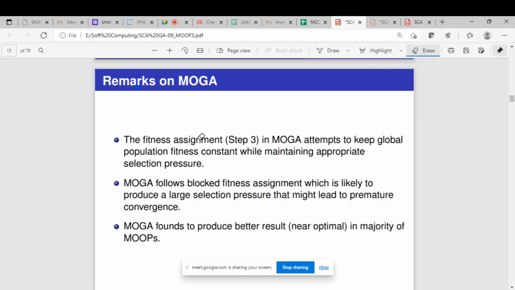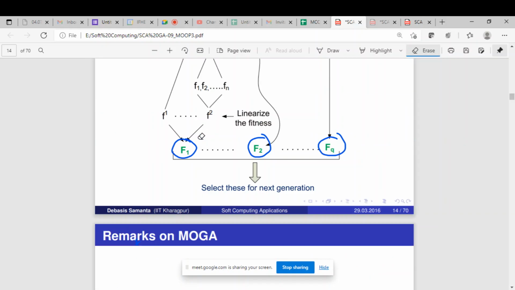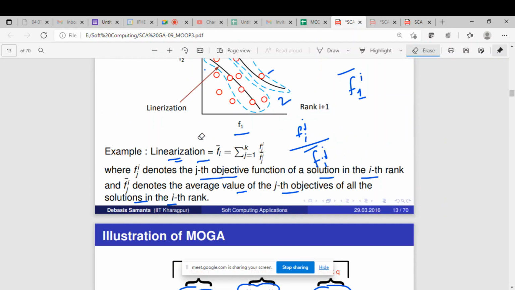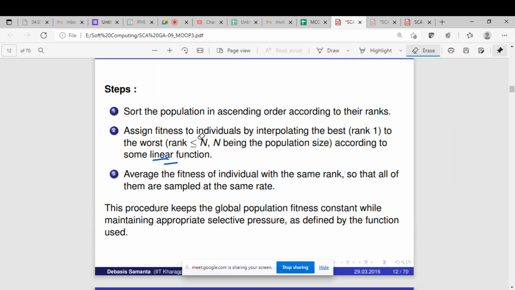After ranking, what do we do? After ranking, what does the algorithm say? This is the algorithm. Sort the individuals based on their ranking. Then what should we do? Then we calculate a new fitness score for the individuals. How are we going to do that? By interpolating from the best rank using some linear function, right?